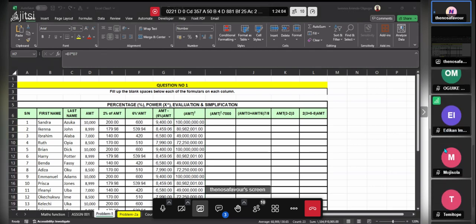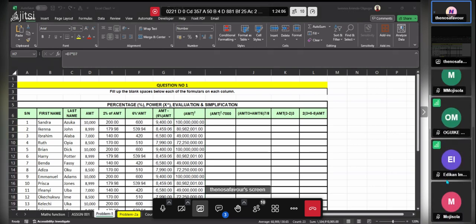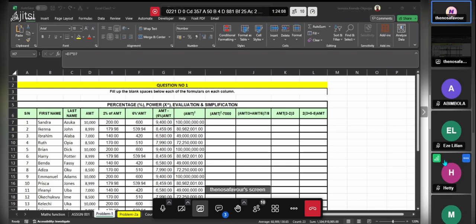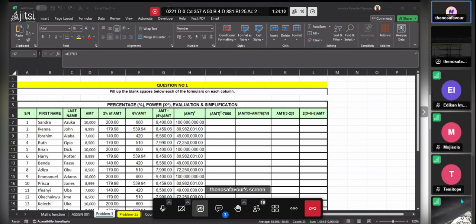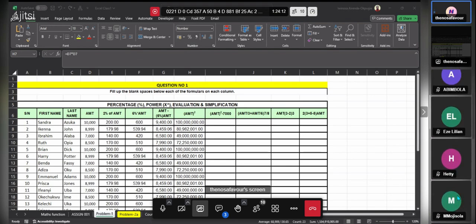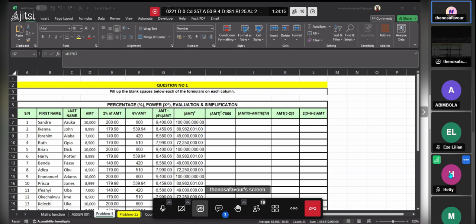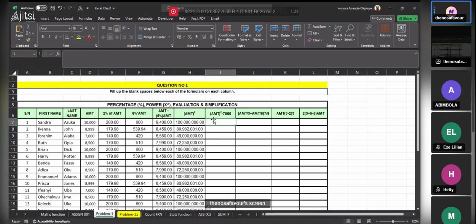Okay, where is Taiwo? Taiwo has stepped out. Alright, so okay, Abimbola, help us with the next column. Okay, can you hear me? Yeah, loud and clear.